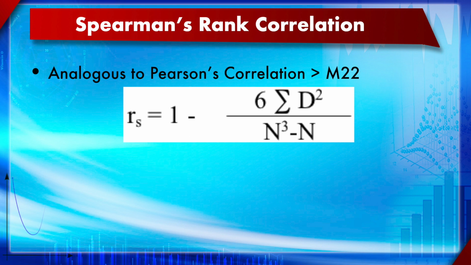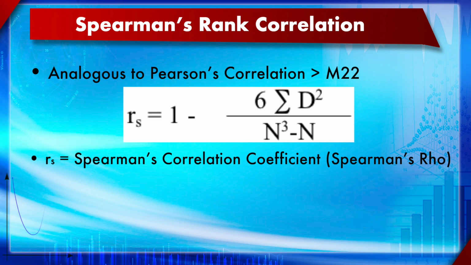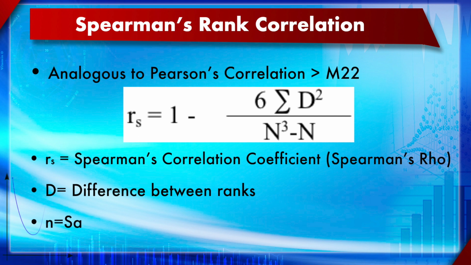So rho is basically 1 minus 6 sigma d squared divided by n cubed minus n. This is the formula for Spearman's rank correlation. Here Rs is Spearman's correlation coefficient, also known as Spearman's rho. D is the difference between the ranks, and n is the sample size.